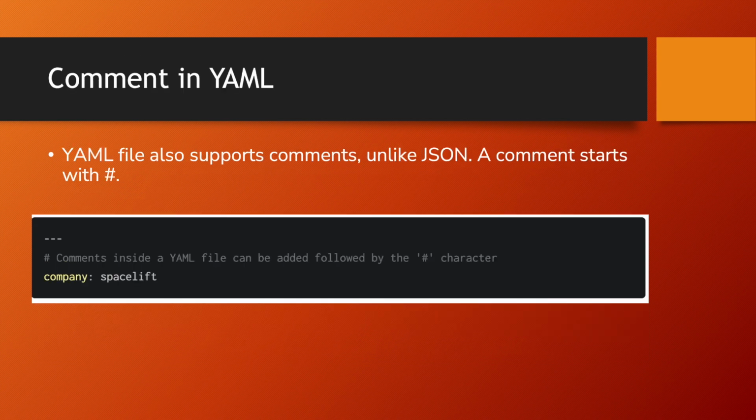Comments in YAML. A YAML file also supports comments, unlike JSON. A comment starts with the hash symbol. Like here you are writing hash, comments inside the YML file can be added by following the hash character. So you have to remember any comments you can start with the hash symbol in YAML.